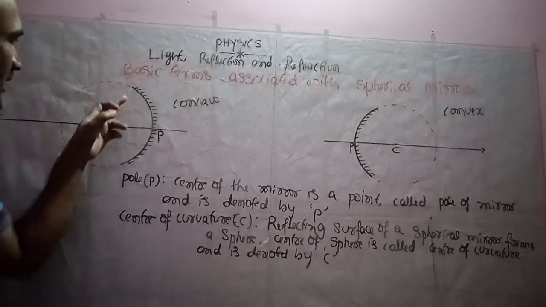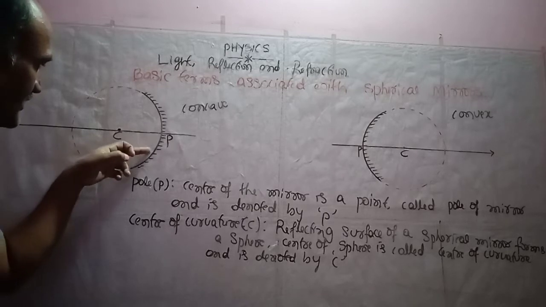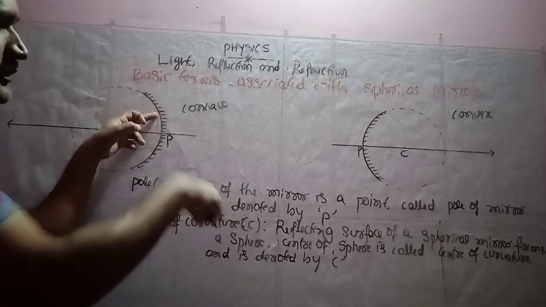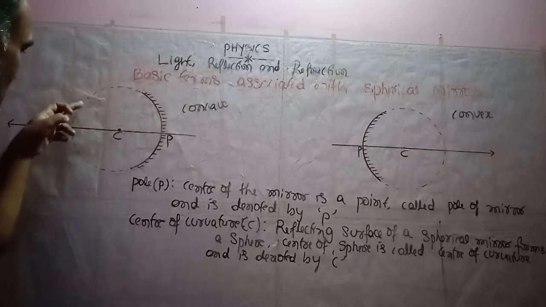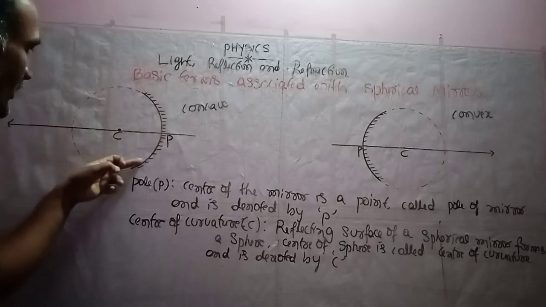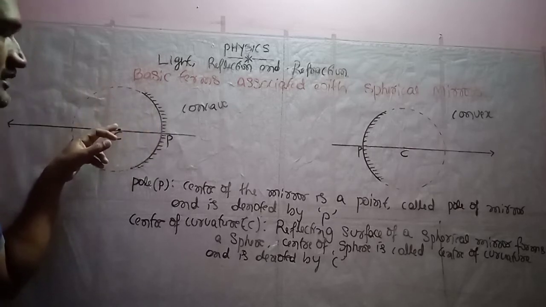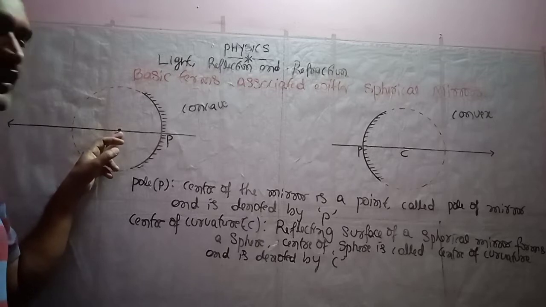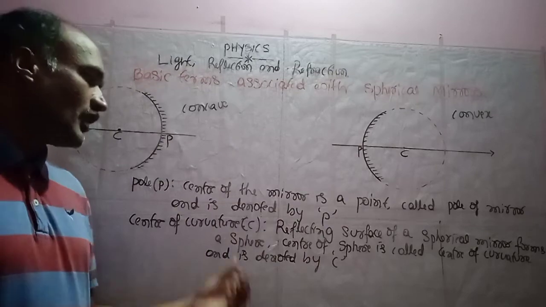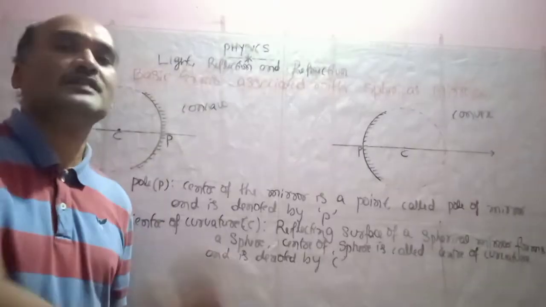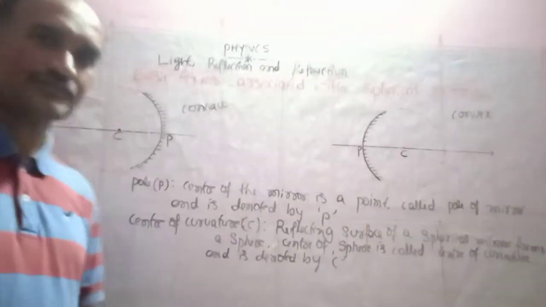See, look here, student. This is the reflecting surface of a concave mirror, and also of a convex mirror. It will make one sphere like this. It is an imaginary sphere. The center of that sphere is called the center of curvature, and the center of curvature is denoted by the letter C. So the reflecting surface of a spherical mirror forms a sphere, and that sphere's center is the center of curvature, usually denoted by the letter C.